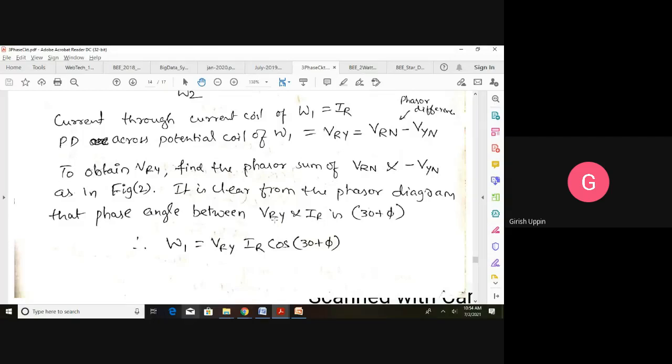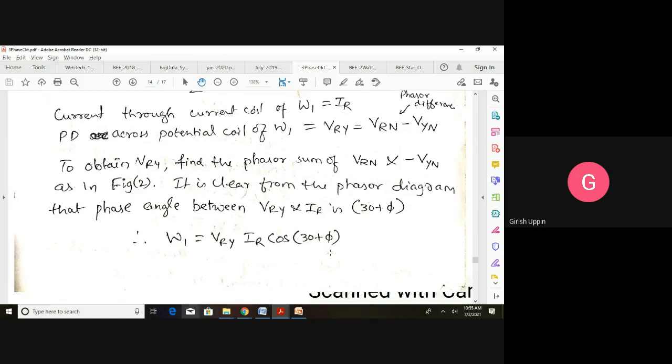These are the voltage applied to wattmeter 1 and the current flowing in wattmeter 1. The angle between them is 30 plus 5, as we just saw. Therefore, wattmeter 1 can be written as VRY into IR into cos(30 plus 5). This is what the wattmeter will read. In case of alternating current, the power consumed is VI cos phi. So here for wattmeter 1, it is VRY into IR into cos(30 plus 5).